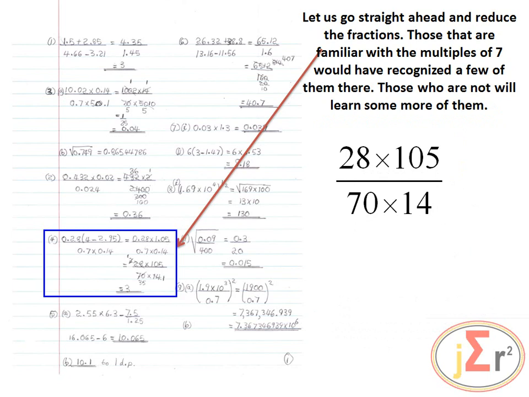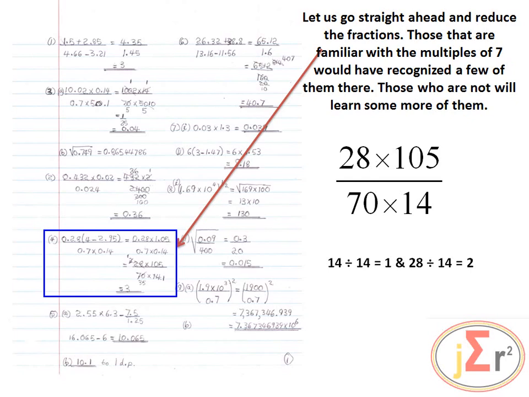Let us go straight ahead and reduce the fractions. Those that are familiar with the multiples of 7 would have recognized a few of them there: 14, 70, 28. Those who are not will learn some of them in this exercise.